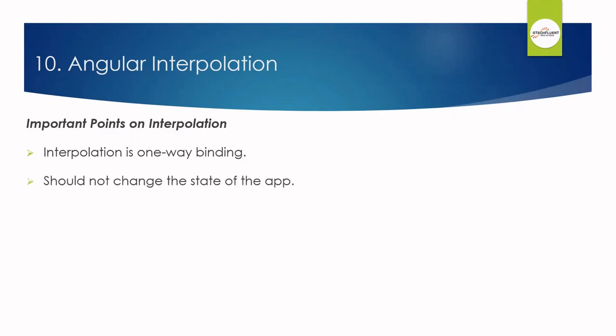Next important point: it should not change the state of the application. The template expression should not change the state of the application. Angular uses it to read the value from the component and populate the view. If the template expression changes the component values, then the rendered view would be inconsistent with the model. It means that we cannot use some of the following. For example, we cannot use assignment, let's say equal to, plus equal to, minus equal to, and so on. We cannot use keywords like new, typeof, instanceof, etc.